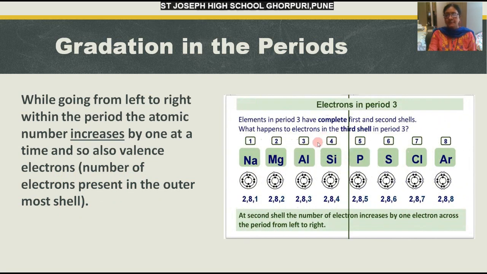For example, if we take period 3, that is sodium, magnesium, aluminium, silicon, phosphorus, sulfur, chlorine, and argon. The electronic configuration of sodium is 2, 8, 1. That is 2 in the K shell, 8 in the L shell, and 1 in the outermost shell. And as the atomic number goes on increasing, the number of valence electrons in the last shell goes on increasing up till 8.